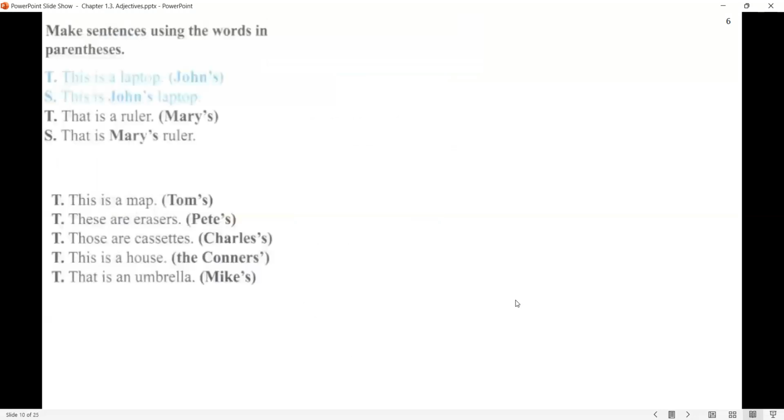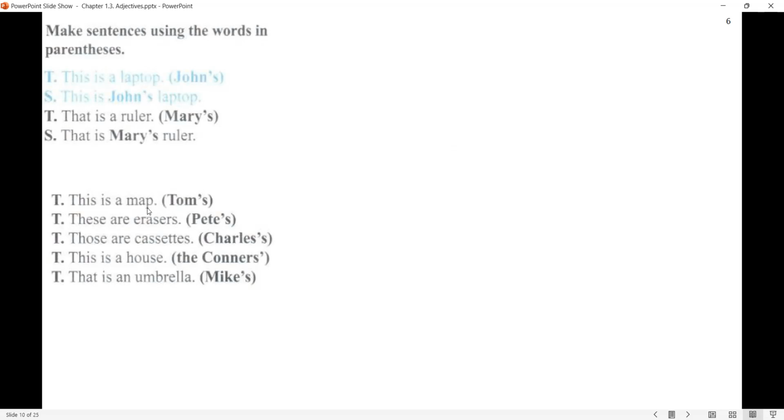Okay, next exercise. In this exercise, you have a sentence and then you have a word in parentheses. You're going to use apostrophe S and combine these two together. For example, this is a laptop, John's. This is John's laptop. That is a ruler, Mary's. That is Mary's ruler. Pause the video, make your sentences. When you're ready, check with me. I assume that you're ready.